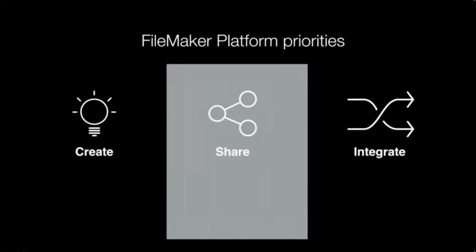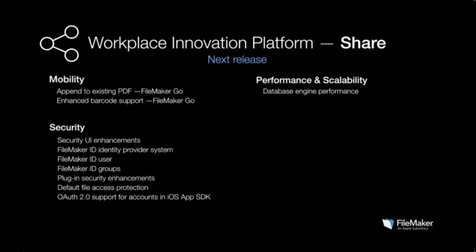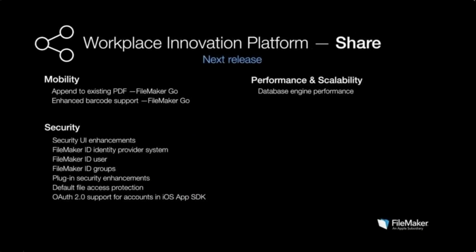Now we'll move on to the category of share, and this is actually the biggest category in this release. We'll cover FileMaker Cloud 1. We'll cover new FileMaker Cloud 2. There's a number of items under the general category of deployment and administration that we're introducing, and we'll talk about mobility, security, and performance enhancements as well. So first, let's talk a bit about FileMaker Cloud 1 and FileMaker Cloud 2.